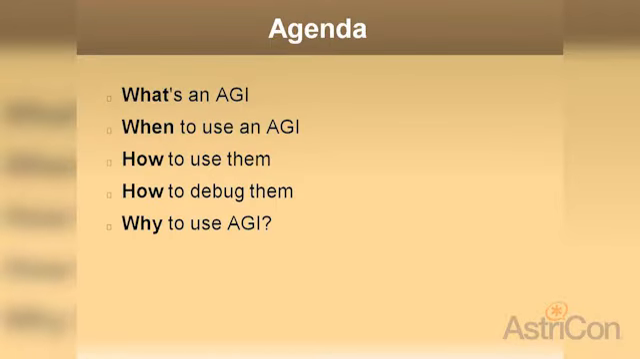So the agenda for today is what's an AGI, when to use them, how to use them, how to particularly debug them, and why to use AGI instead of writing a dial plan.